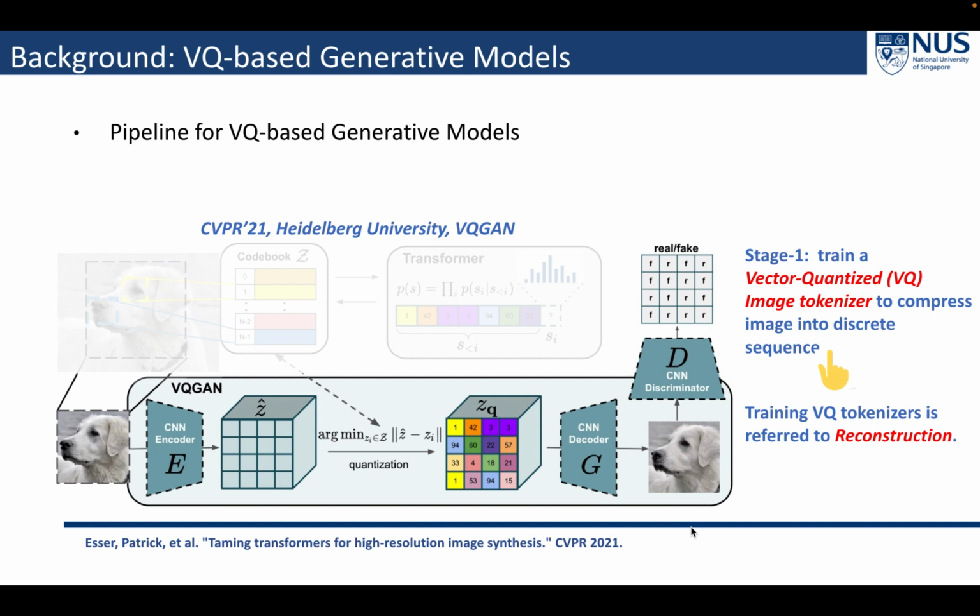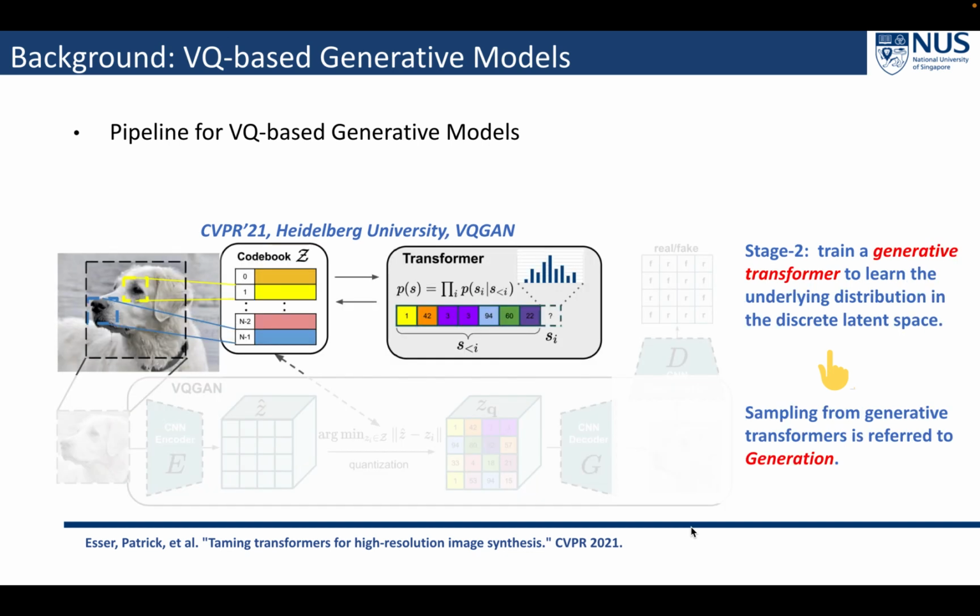The first trains a VQ image tokenizer to compress images into a discrete sequence, and this phase is referred to as reconstruction. The second stage trains a generative transformer to learn the underlying distribution in the discrete latent space, and the sampling from the generative transformer is referred to as generation.